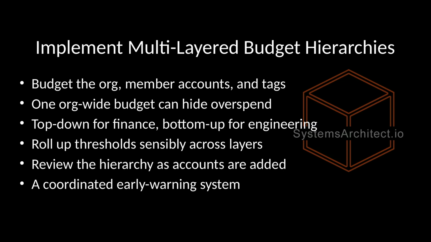1. Implement multi-layered budget hierarchies. Set budgets at the org, member account, and tag level so you get visibility at every altitude at once. Top-down budgets give finance one number to track, while tag-level budgets give engineering leads real detail. Review the hierarchy periodically as accounts and teams change so it never goes stale.